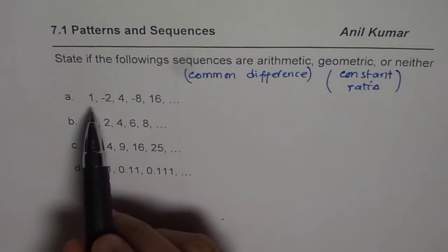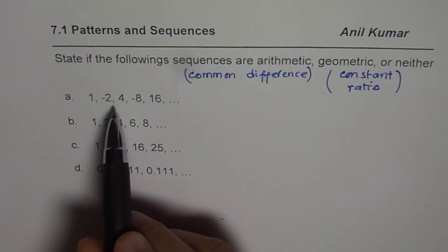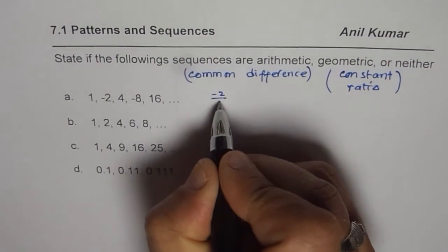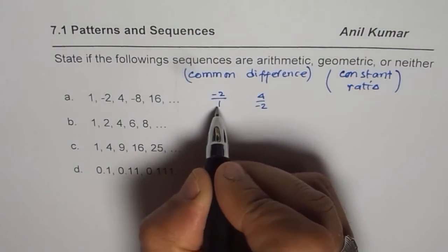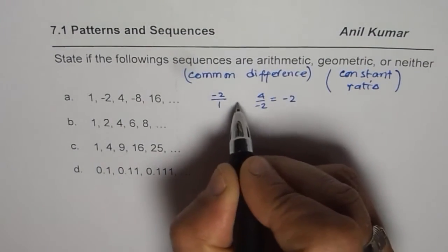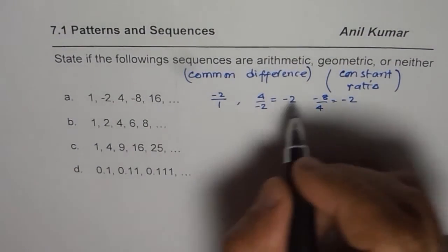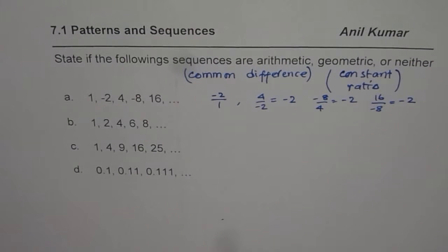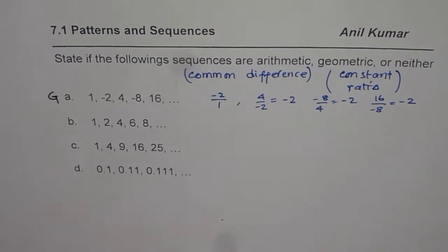The first one here is 1, minus 2, 4 and so on. So let's find, there is no common difference that we can see here, but let's check the constant ratio. So we have minus 2 over 1, and then the next term is 4 over minus 2. So this is of course minus 2. 4 over minus 2 is also minus 2. And then we have minus 8 over 4, which is also minus 2. And then we have 16 over minus 8, which is also minus 2. And that gives us the result that it is a geometric sequence. So let me write G here. So it's a geometric sequence.